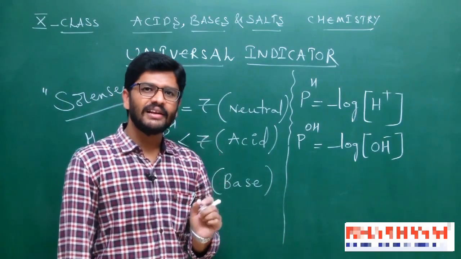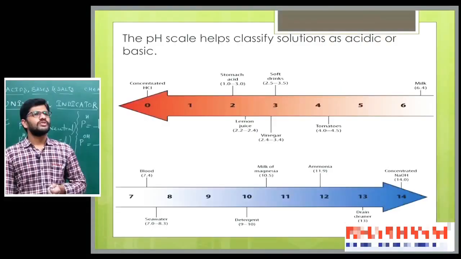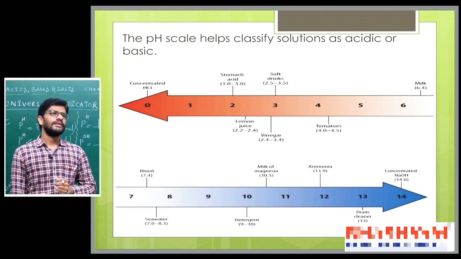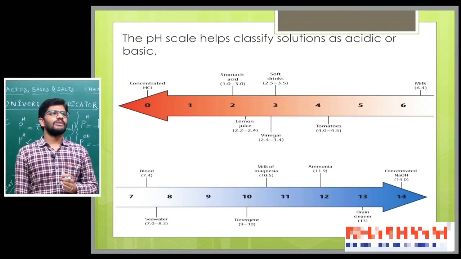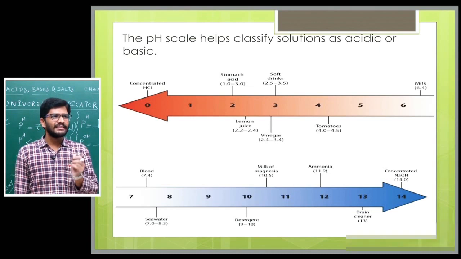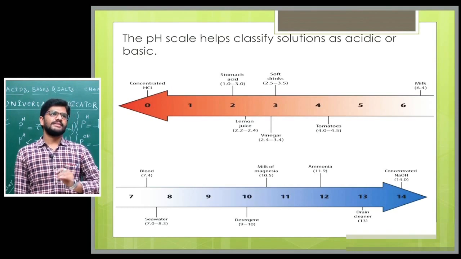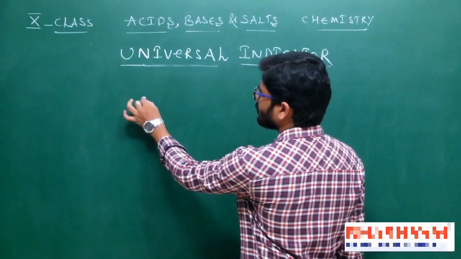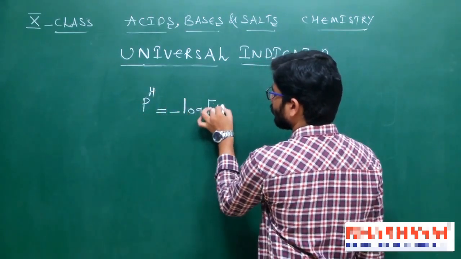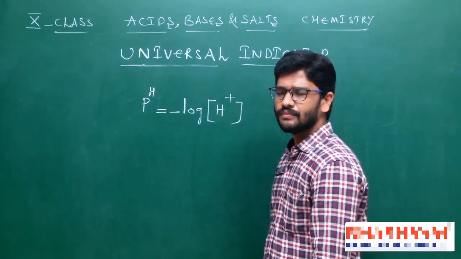So the pH scale consists of values 0 to 14. See the slide. If the pH value is exactly 7, it is called neutral. If the pH value is less than 7, it is acid. If the pH value of the substance is greater than 7, it is a base. Mathematically, pH is the negative logarithm of the concentration of H plus ions.